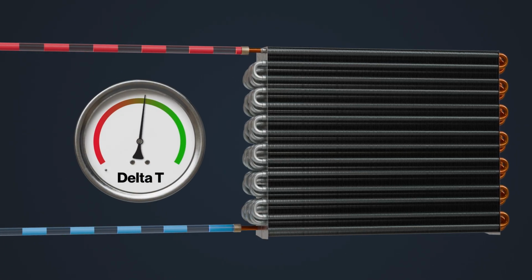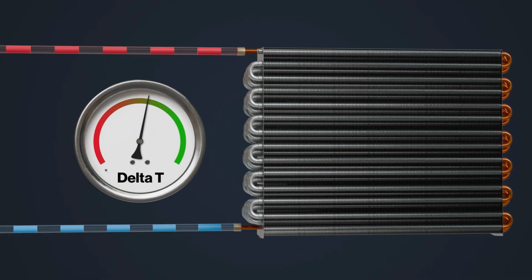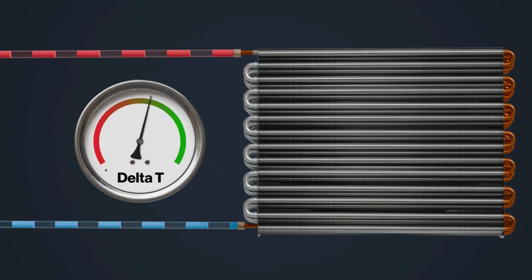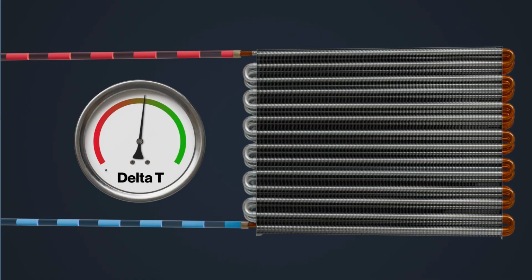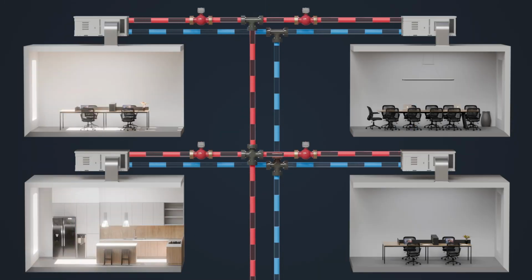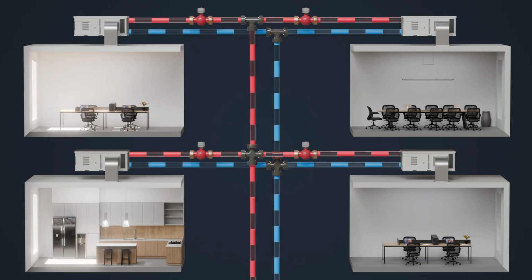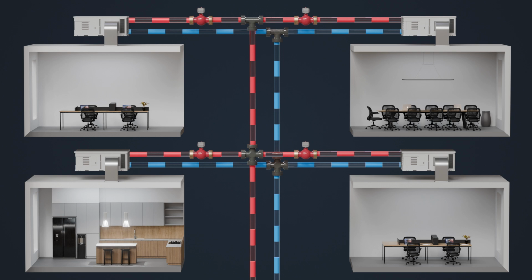Delta-T is created at the heating and cooling coils, the point where heat is transferred to or from the water. This can be at air handling units, fan coils, or terminal units. In many systems, flow through these coils is controlled by pressure-dependent valves. As conditions change throughout the day, those valves constantly reposition in response to the demand.